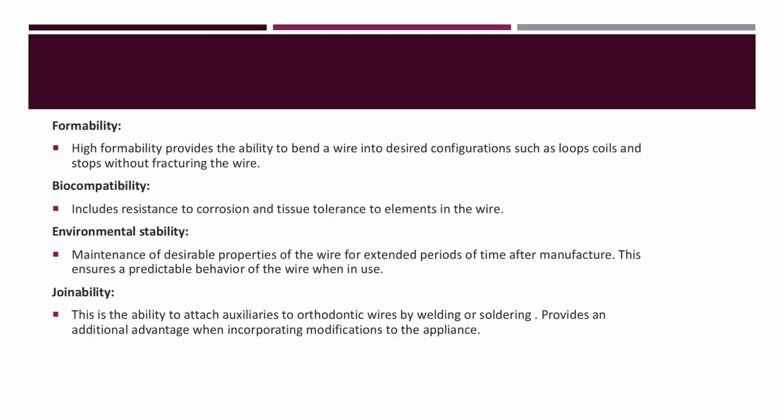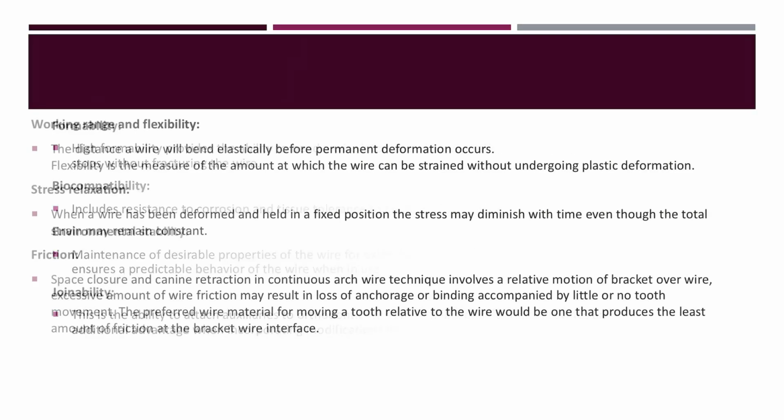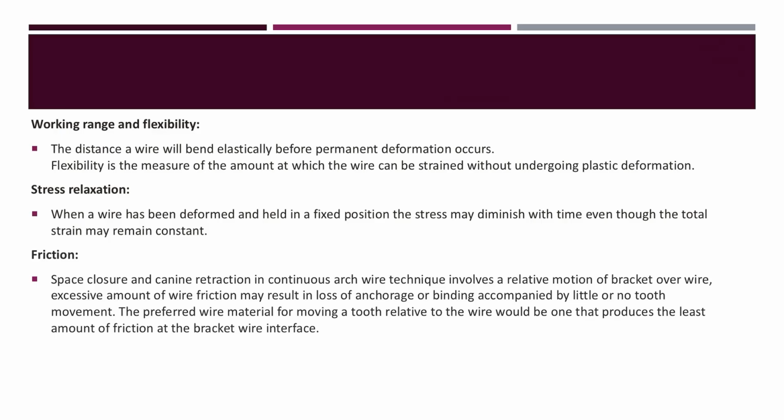Joinability. This is the ability to attach auxiliaries to orthodontic wires by welding or soldering. It provides an additional advantage when incorporating modifications to the appliance. Working range and flexibility. The distance a wire will bend elastically before permanent deformation occurs. Flexibility is a measure of the amount by which the wire can be strained without undergoing plastic deformation.